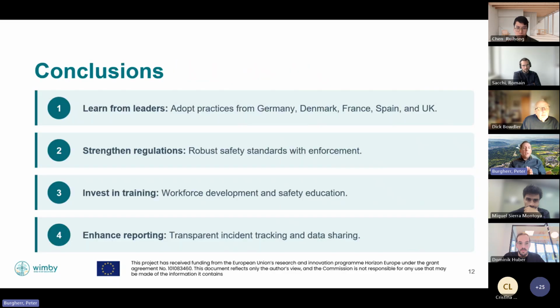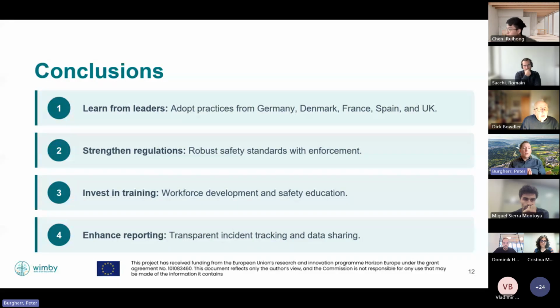And if I sum up, it sounds always trivial, but we should learn from the leaders, adopt their best practices. But of course, that's sometimes not that easy, especially if it's about countries, because who wants to say that others are better? I think we still should strengthen some of the regulations if we compare it to other energy technologies, although we are on a very good path here.